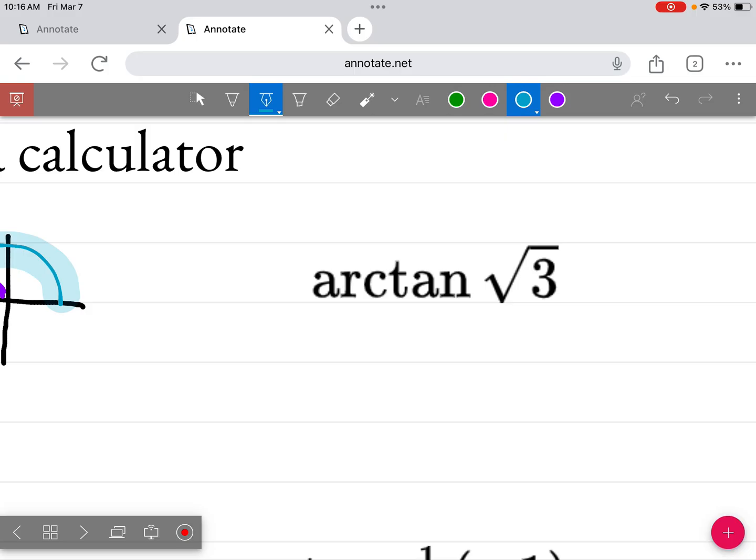So arc tangent of square root of 3 means tangent of some angle is going to be square root of 3. So what angle has a tangent of square root of 3? Close. Pi over 3. Yeah, pi over 6 has 1 over root 3. So this one is pi over 3.